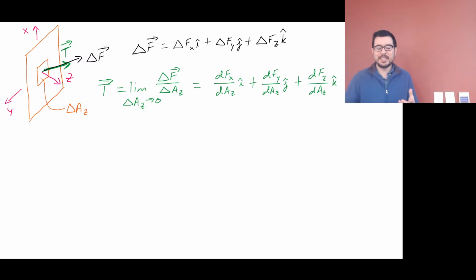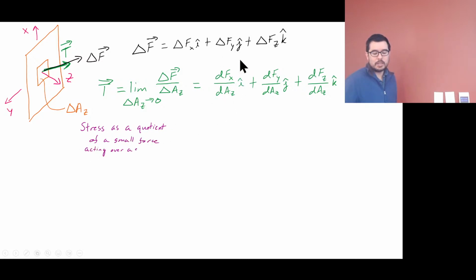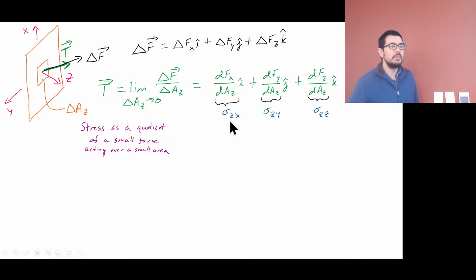So let's break this traction vector into components in the i, j, and k directions. And when we do that, we remember there are these quotients of small forces acting over small areas. That looks like it fits the bill, or these three look like they fit the bill. And so we are going to assign some sigmas. Sigma is what we use to designate stress.